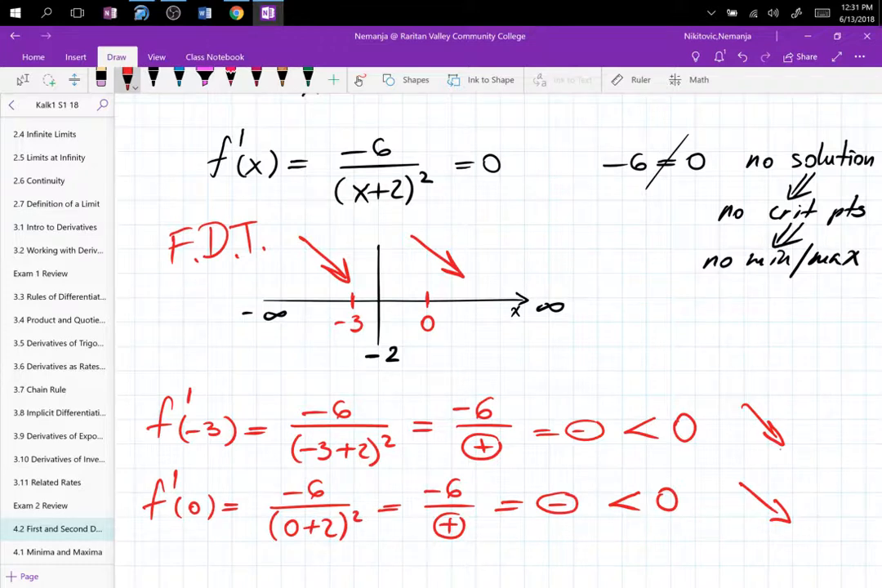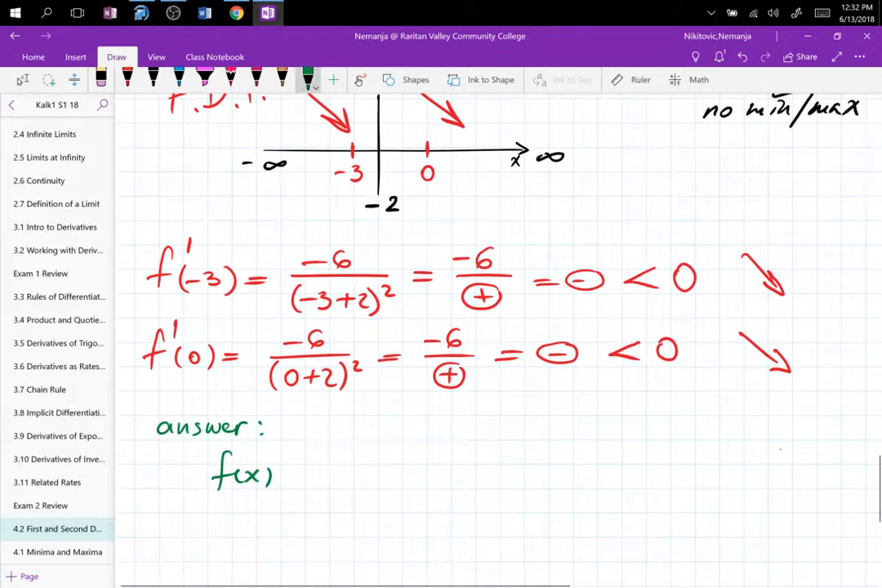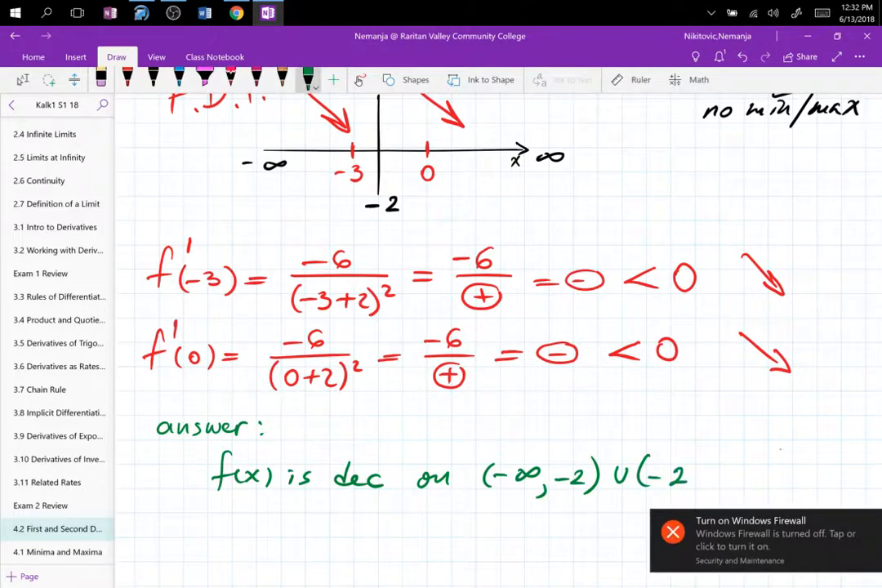And here is the example. As I said, you cannot memorize alternating arrows. When an arrow is followed by the same arrow, you cannot have a min or a max at that point. Well, you know it's a vertical asymptote anyway. So, what's the answer? The answer is f of x is decreasing on -infinity to -2 union -2 to +infinity, and we are done.